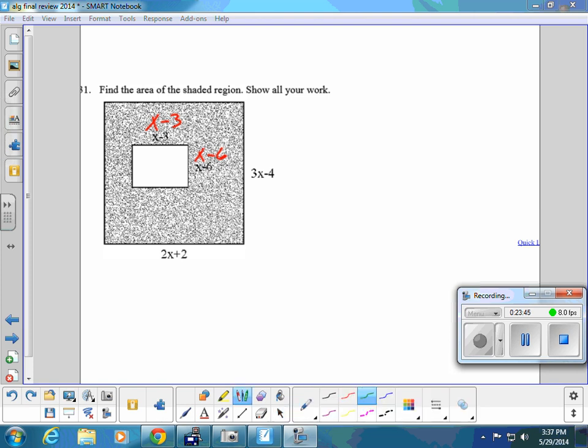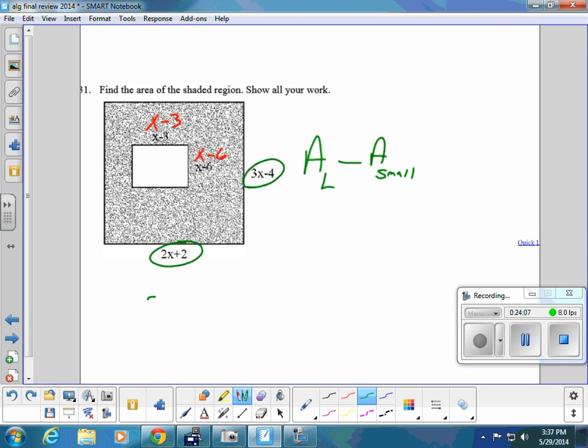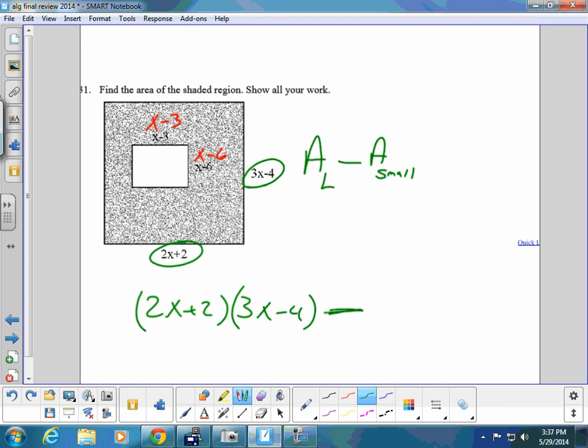This is a lot like the previous question, except it's not a probability. It just wants you to find the area of the shaded region, which, again, is the area of the larger region, and I'll write it a little different, minus the area of the smaller region, not shaded. Okay? So the area of the larger region would just be this times this, 2x plus 2 times 3x minus 4. And then we're going to subtract the area of the smaller region, which is x minus 3 times x minus 6.